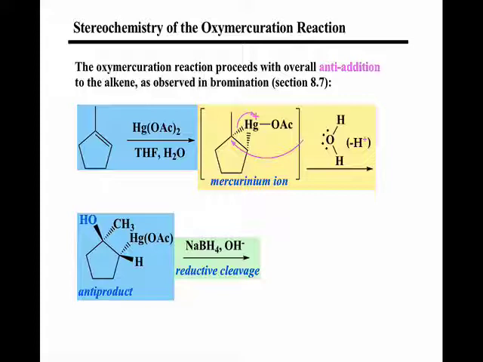Okay? Then in the second step, we have the sodium borohydride under basic conditions. We call this a reductive cleavage step, which actually cleaves this bond and replaces it with hydrogen. And you end up with the Markovnikov product shown there. So over two steps, it's the same thing as adding water across the carbon-carbon double bond.